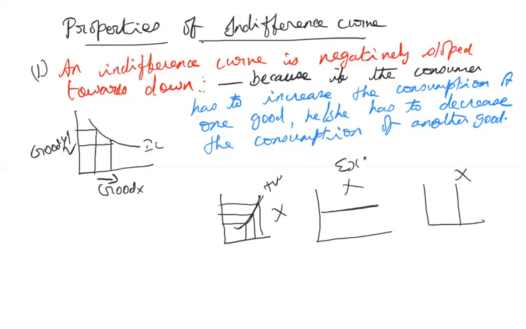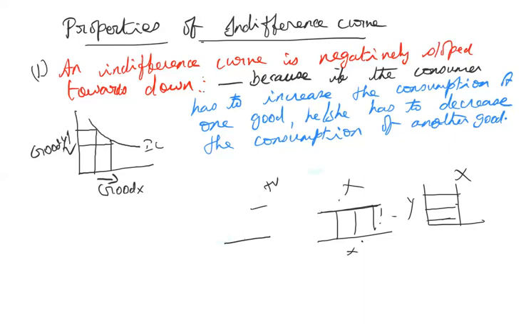If it is a horizontal straight line, the consumer is increasing the consumption of only the commodity X. If it is a vertical straight line, the consumer is increasing the consumption of only the Y commodity. But here our consumer wants the combination of both commodity X and commodity Y. It is not that one commodity is kept constant and the consumer keeps on increasing the other commodity. So that's why these are not the shapes of the indifference curve. It is only negatively sloped downwards. Okay, that is the first property of indifference curve.